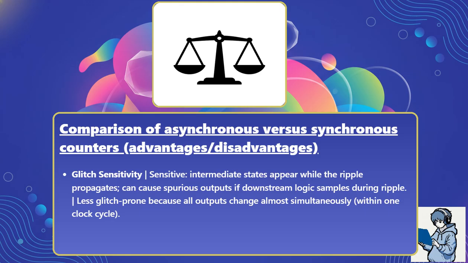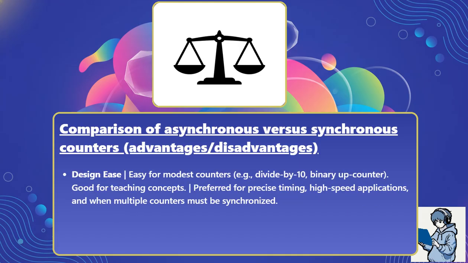Glitch sensitivity. An asynchronous counter is sensitive because intermediate states appear while the ripple propagates, which can cause spurious outputs if downstream logic samples during the ripple. A synchronous counter is less glitch-prone since all outputs change almost simultaneously within one clock cycle. Design ease. An asynchronous counter is easy for modest counters such as divide by 10 or binary up counters and is good for teaching concepts. A synchronous counter is preferred for precise timing, high-speed applications, and when multiple counters must be synchronized.